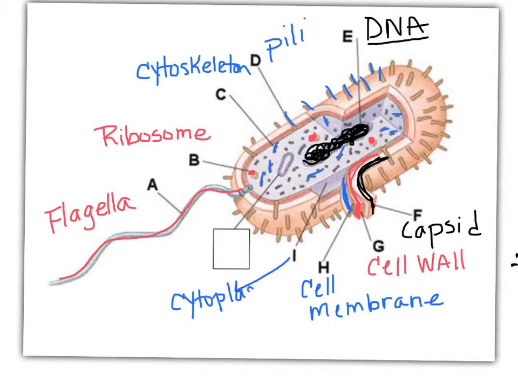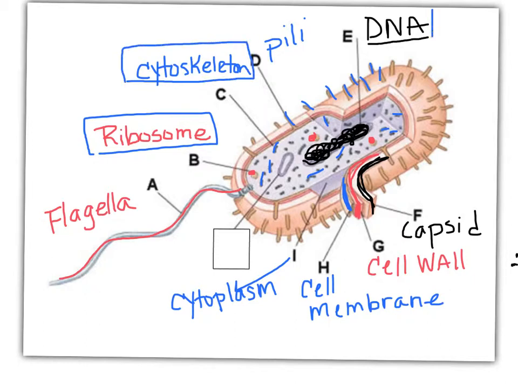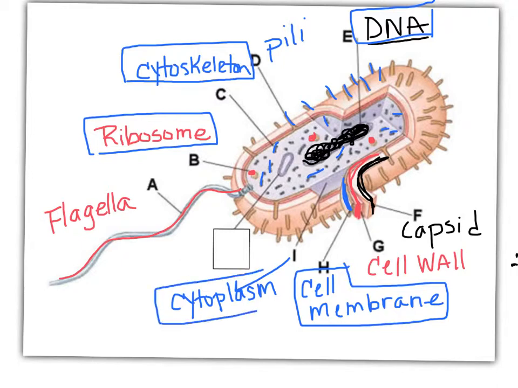Before, we talked about the different things that all cells have in common. One of the things we listed was that they all have ribosomes. So both prokaryotic and eukaryotic cells have ribosomes. Both have cytoskeleton. Both have DNA, whether they're a plant or an animal. Both have a cell membrane, whether you're plant or animal, and both have cytoplasm. We talked before about how cell walls apply to plants and bacteria, prokaryotic cells, but not to animal cells.